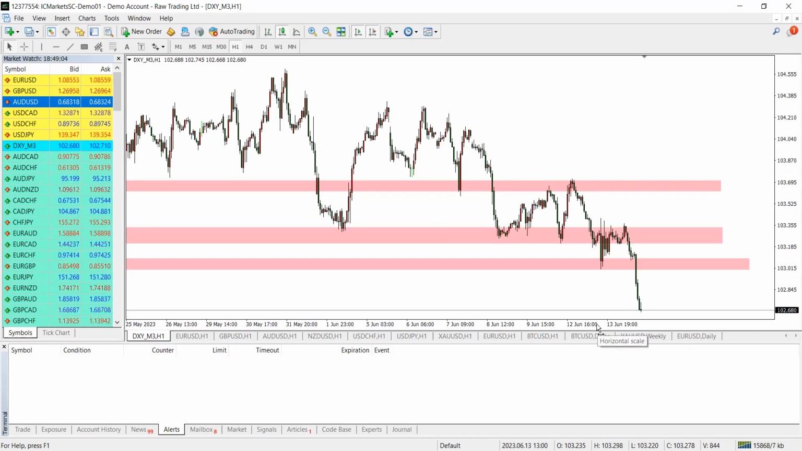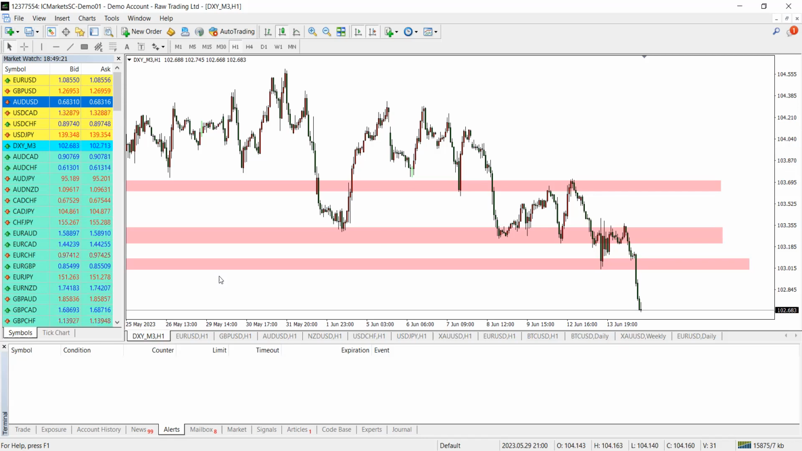I'm expecting pullbacks. If you understand the structure, the dynamics of price, you know that just like a rubber band, when you pull it and stretch it and stretch it and stretch it, at one point in time, there needs to be a snapback. So I'm expecting this FOMC to be the snapback.